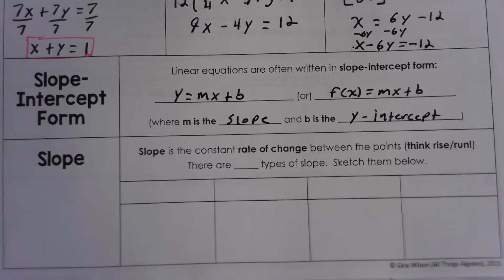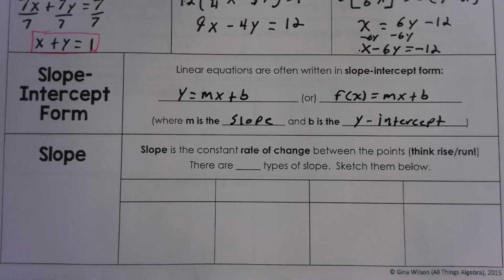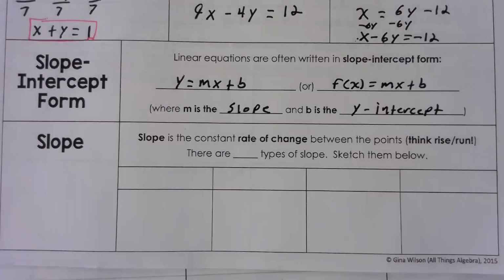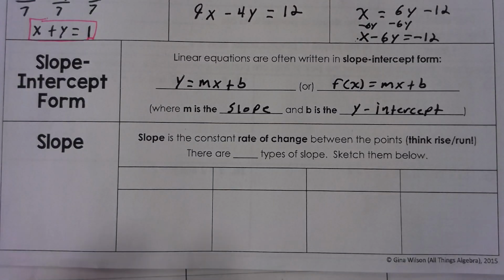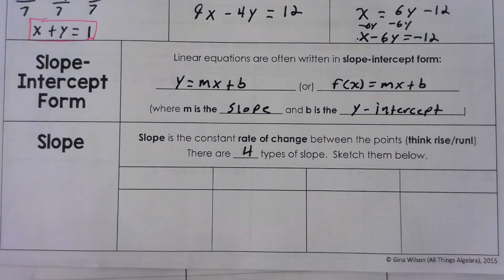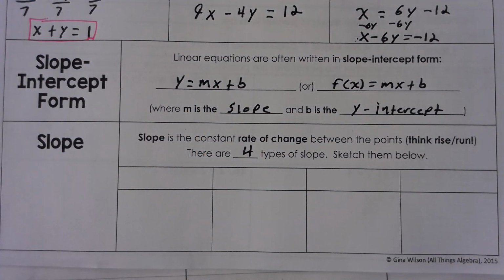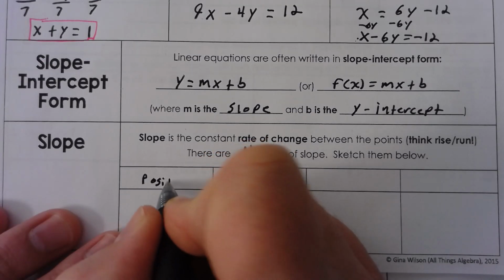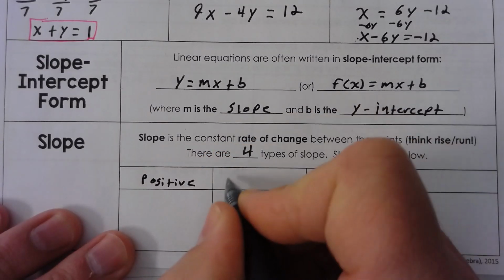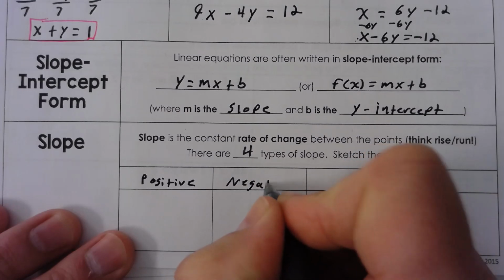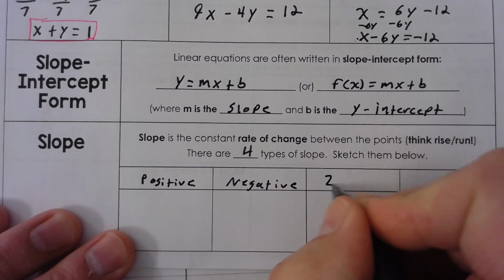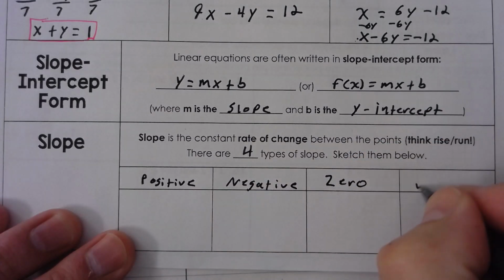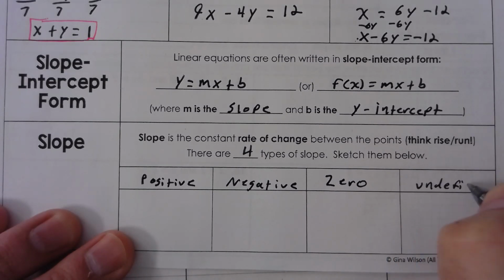So the slope is the constant rate of change between the points, rise over run, and there are 4 types of slope. If you remember these 4 pictures here, you can tell me a lot about a problem really fast if you just memorize what these things look like. So we've got a positive slope, a negative slope, a slope of 0, and an undefined slope.